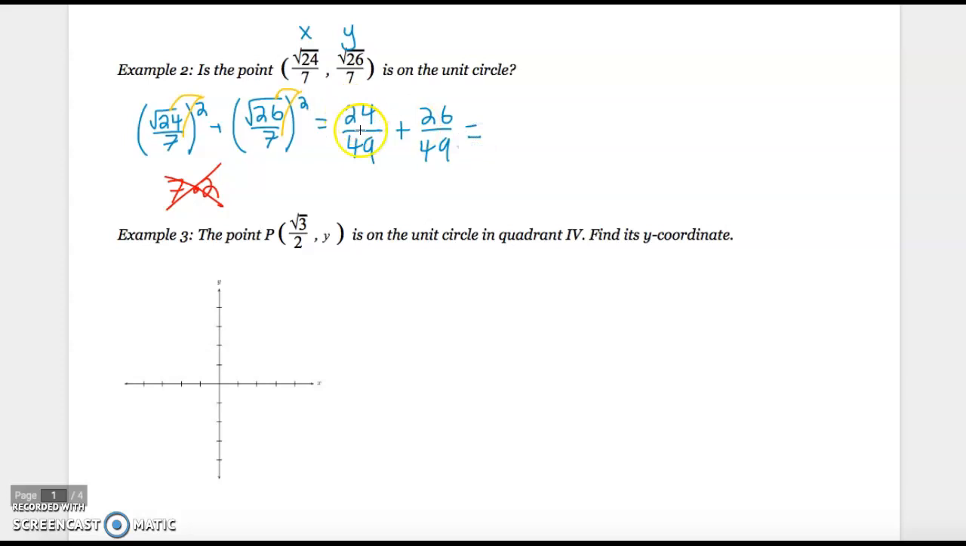So I end up with 24/49 plus 26/49, which gives me 50/49, which is not equal to 1. So no, this point is not on the unit circle. It would have to be 49 over 49. Point is not on the unit circle.